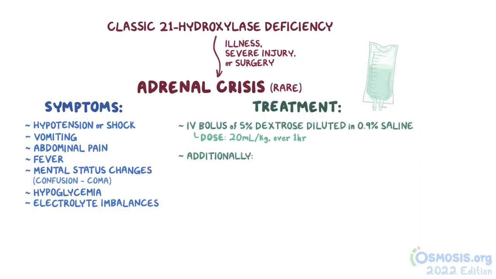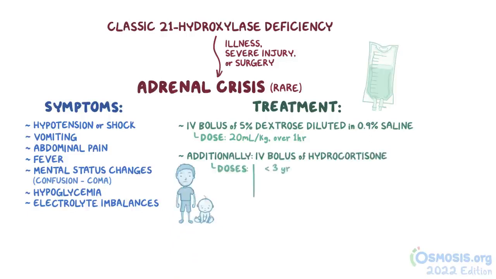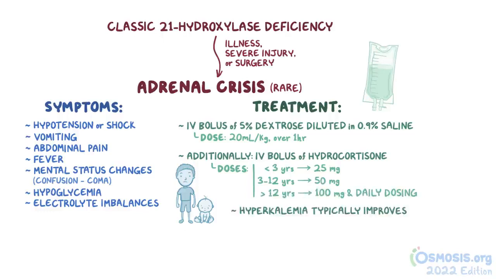Additionally, children should receive an immediate IV bolus of hydrocortisone, and doses here depend on age. Children younger than 3 should receive 25 milligrams, children between 3 and 12 should receive 50 milligrams, and children older than 12 should receive 100 milligrams of intravenous hydrocortisone, and then daily dosing thereafter. Hyperkalemia typically improves rapidly from the mineralocorticoid action of high-dose hydrocortisone, but if it persists, it can be corrected with glucose and insulin.